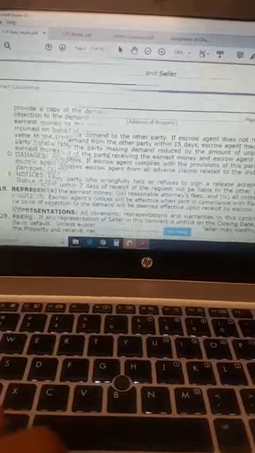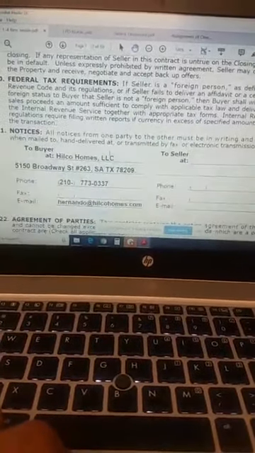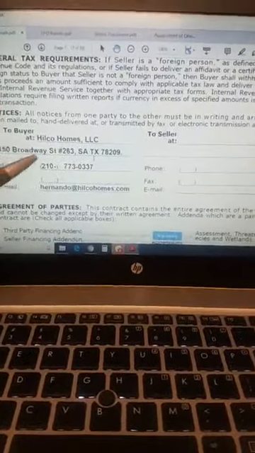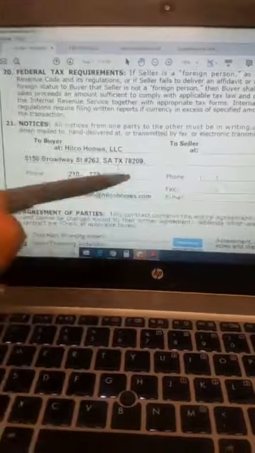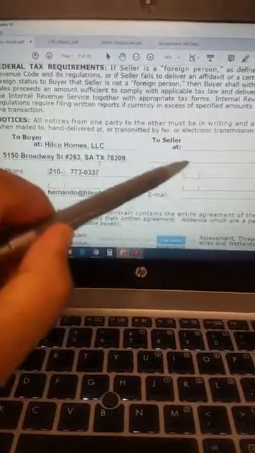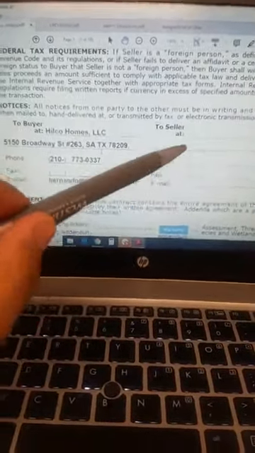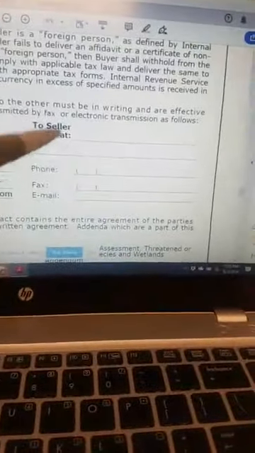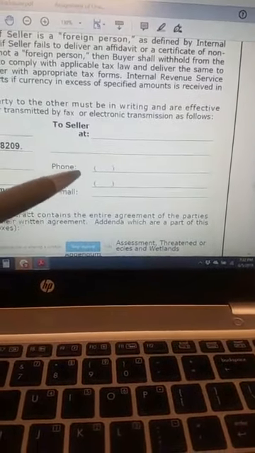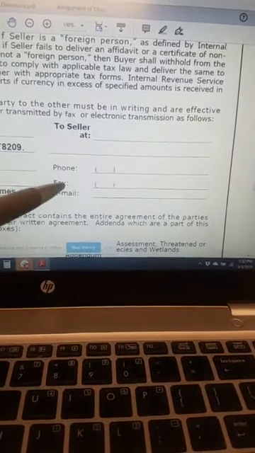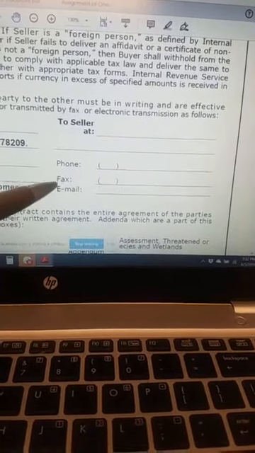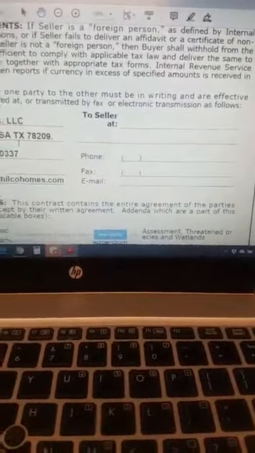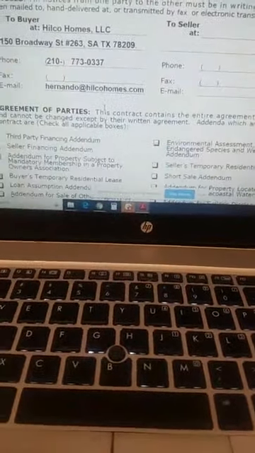Now we're on page 7. Page 7 is where you put your notices. This is where you put the buyer, which is HILCO Homes, and the seller's information. This is very important because this is where the title company gets their information to send out emails and letters in the mail in case they need to forward you something after you close. So very, very important. Make sure that you put the seller's forwarding address and phone number. If they have a fax machine, you may want to ask them why they have a fax machine, and then their email here. Okay, very important information.